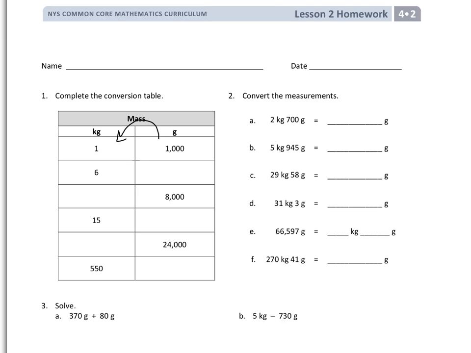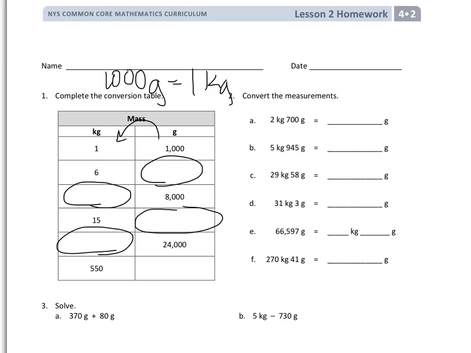So if we know that it takes 1,000 grams to make 1 kilogram, students should be able to figure out how many go here, how many kilograms are here, what the missing numbers are, knowing that there's 1,000 grams in every kilogram. So have finished students go ahead and finish that table.